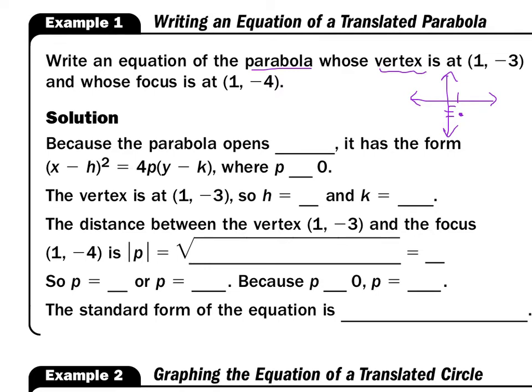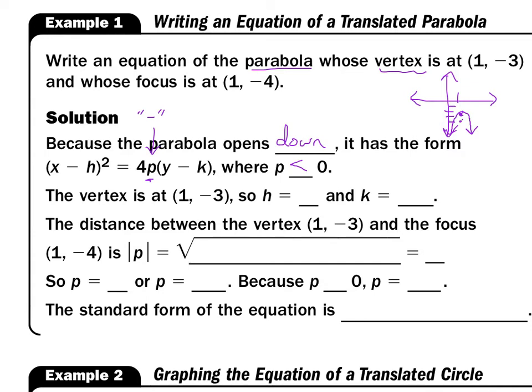Okay, and a focus at 1 comma negative 4, which means that it's 1 lower. Well, what that tells us is that because the focus must be inside the parabola, we've got a parabola that opens down. Okay, so because the parabola opens down, it has the form (x minus h) squared equals 4p times the quantity (y minus k), where p is, well, is it less than 0 or is it greater than 0? Because it faces down and not up, it's less than 0. So that means that we know that p is going to be negative. Okay, p is definitely going to be negative.